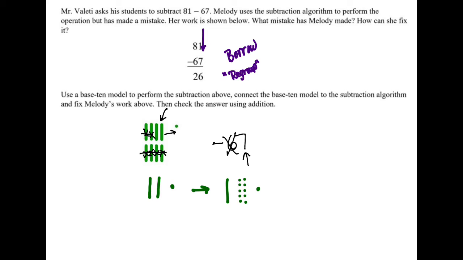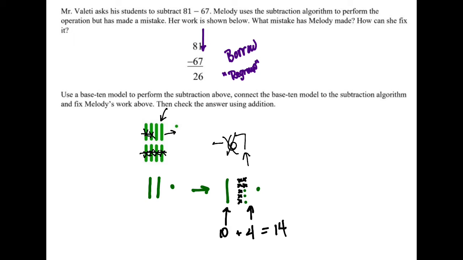Okay, so now we want to subtract the 7. So 1, 2, 3, 4, 5, 6, 7. What do we have left? 1 ten and 4 ones. So 14. So you can see her answer is quite a ways off, isn't it? So it's not just barely, it's completely off.